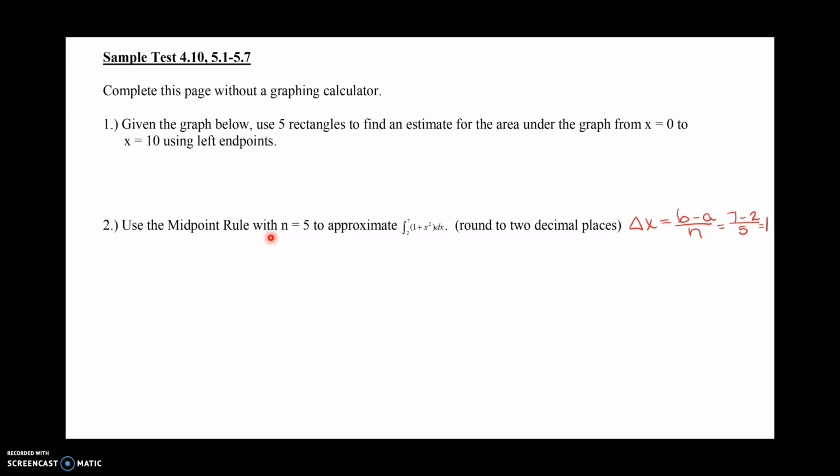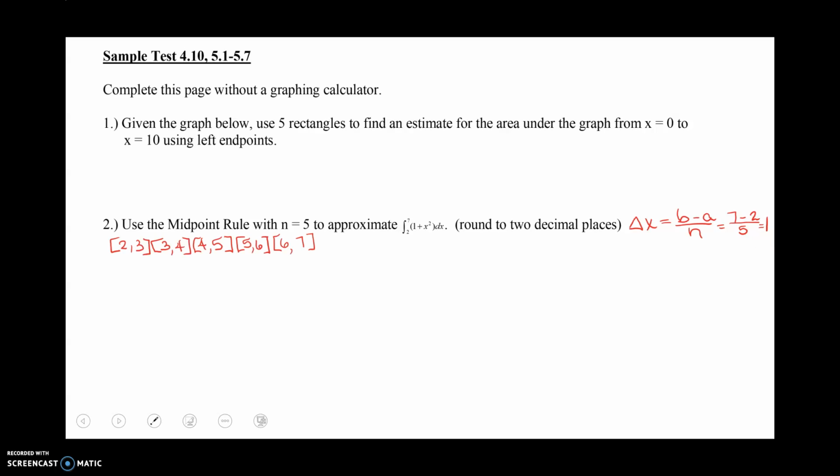So for number two, first off, I need my change in x. So change in x is just b minus a over n. B is my upper limit and A is my lower limit of integration. So we can say 7 minus 2. And then they told us that n was equal to 5. And so we'll divide that by 5 and we find out that each subinterval is 1 unit long.